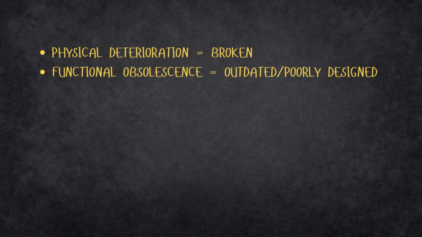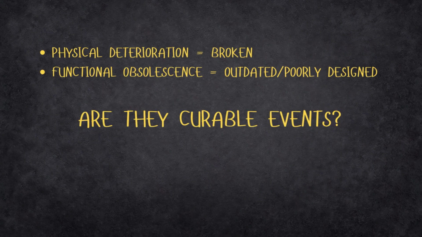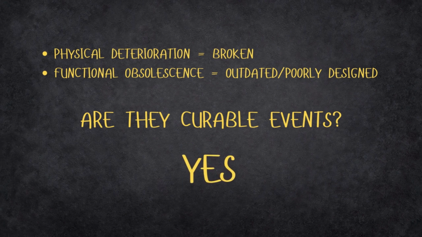Before we move on, let's do a quick recap of what we just learned. Physical deterioration is about things being broken. Functional obsolescence is about things being outdated or poorly designed. Now here's that important question again. Are they both curable events? The answer is yes, because they can be improved or fixed.